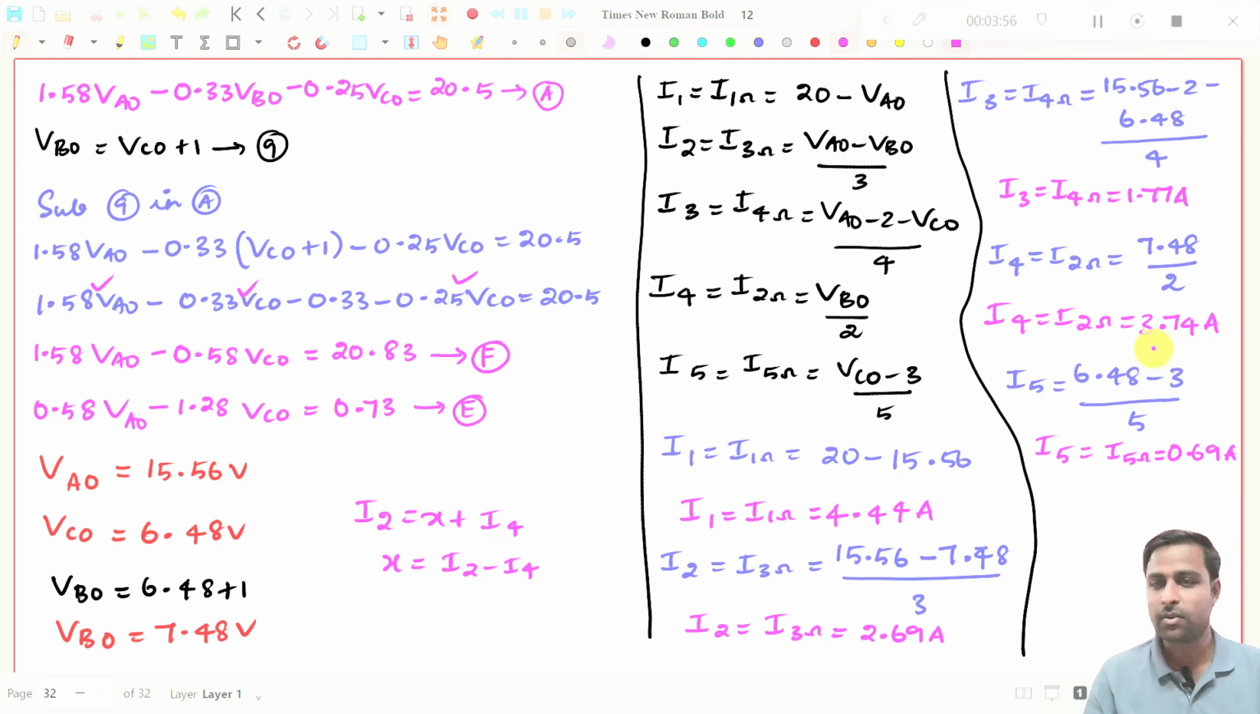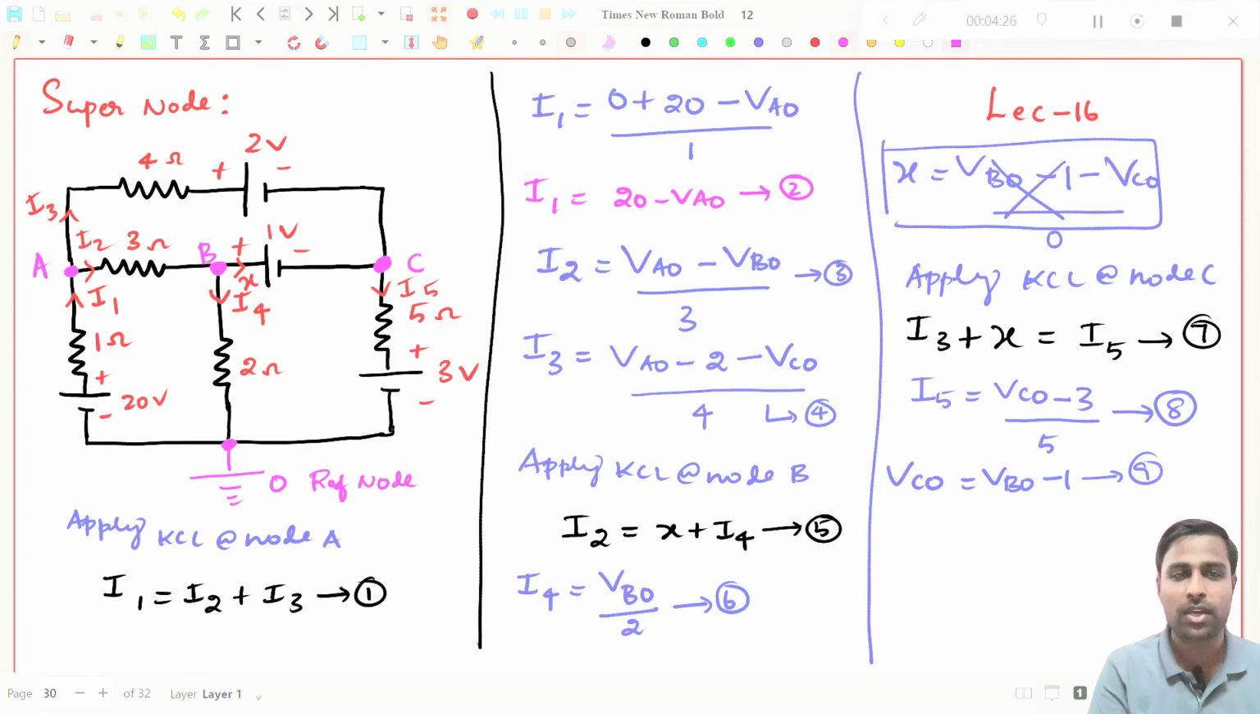What is I2? That is 2.69. What is I4? That is 3.74. So what you will get? X will be equal to 2.69 minus 3.74. I am getting minus 1.05 amperes. See, I am getting a negative value, so you can write here that this X is in the opposite direction. So this will be equal to 1.05 amperes.